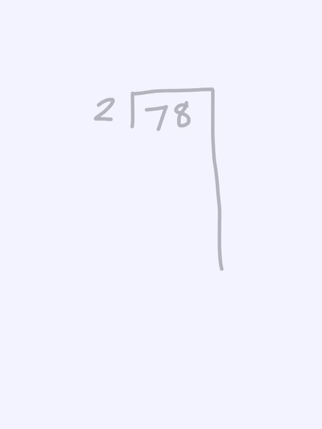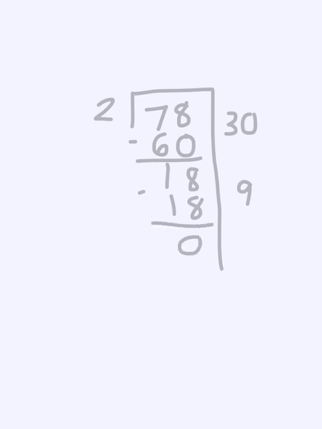So go ahead and pause the video, solve the problem, and when you're done, play the video again. Alright, in this problem we're thinking of multiples of 10. So the closest multiple of 10 would be 30. 2 times 30 equals 60. Subtract, 18 remains. So now we're doing 18 divided by 2, or thinking 2 times what equals 18. So it's a basic fact. 2 times 9 equals 18. We have no remainder, so our quotient is 39.